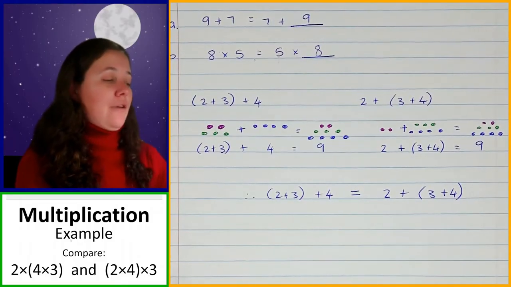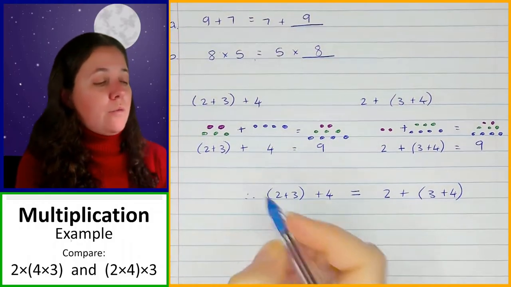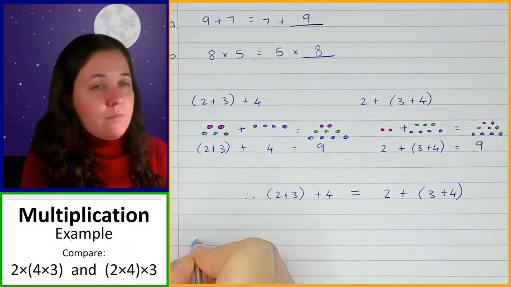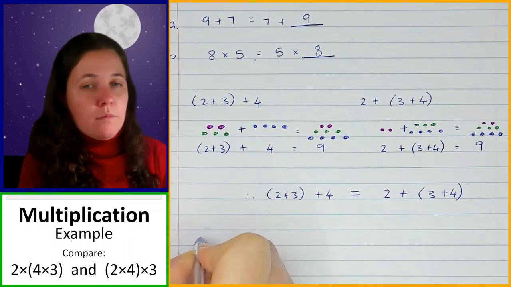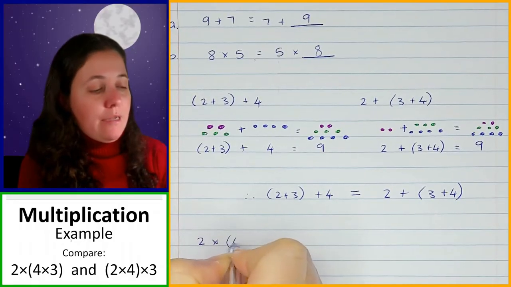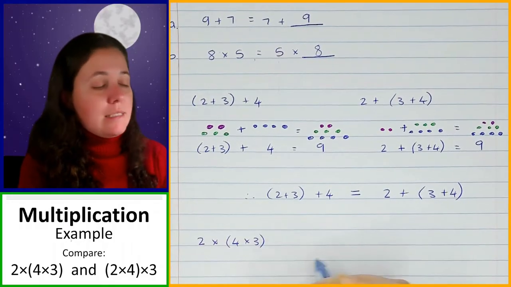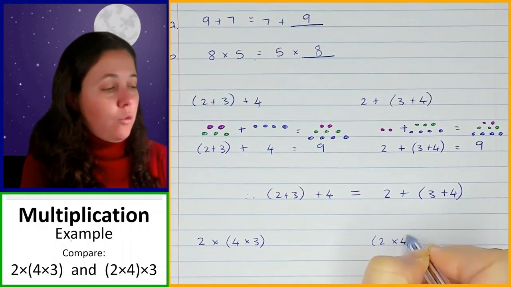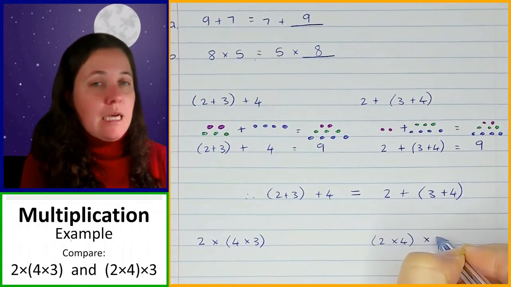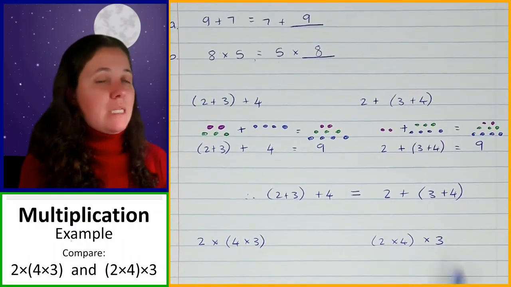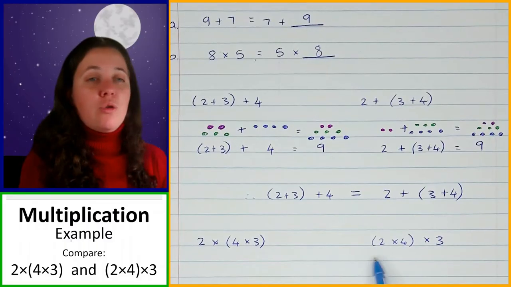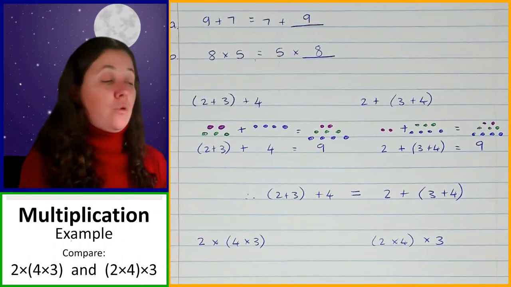Same thing, we're going to compare, and we've got over here 2 multiplied by 4 times 3 in brackets, and here we have 2 multiplied by 4 in brackets times 3. So it's the same numbers that I'm multiplying together, but here I'm grouping the 4 and the 3 together, and here I'm grouping the 2 and the 4 together, so I'm going to be doing them in a different order.